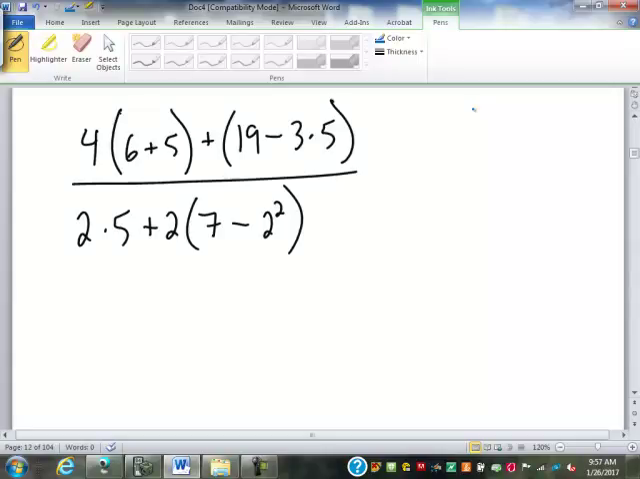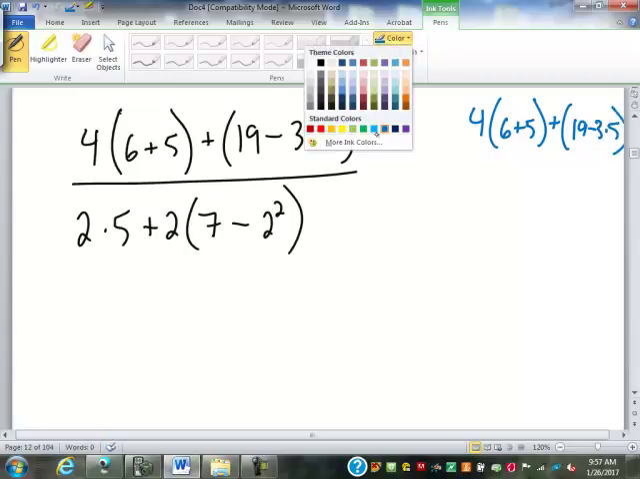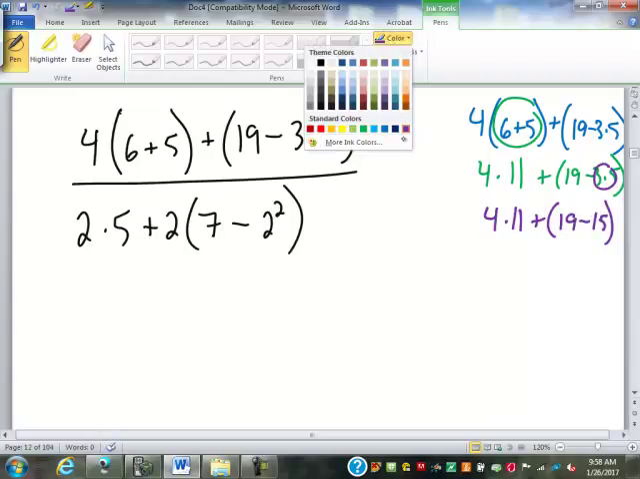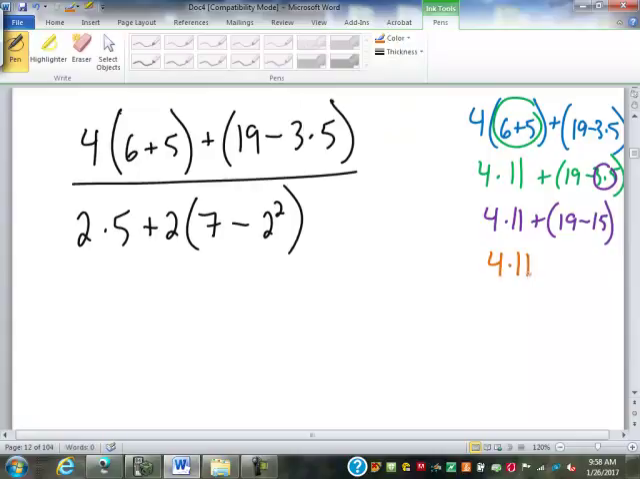I'm going to do the top first. What do I do first on top there? Parentheses. I'm going to do this first one first. 6 plus 5? 11. Now I'm done with that parentheses, so I'm going to take it out in the same step. Skipping a little bit there. What's next? In the other parentheses, I have 3 times 5, which is 15. Then what? 19 minus 15 is 4.